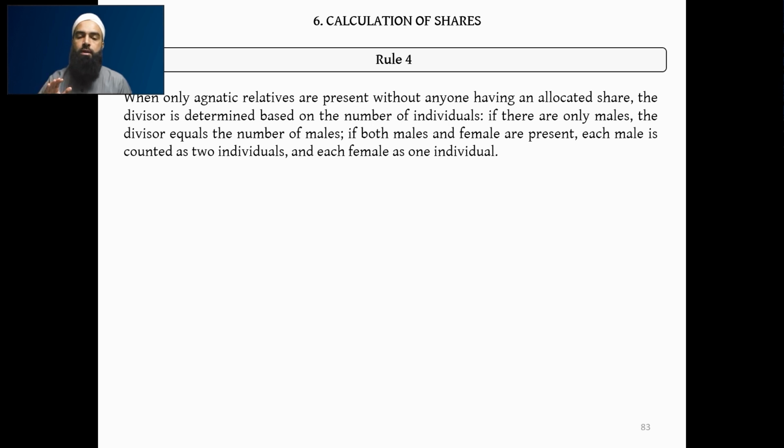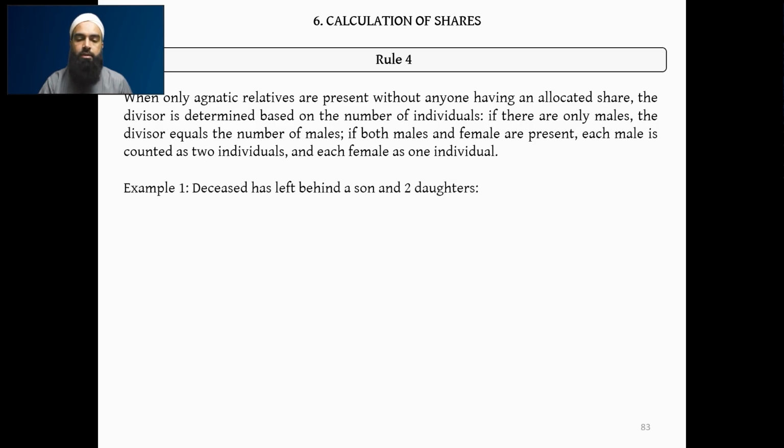So we've understood up until rule 3 was very easy. Oh, well, rule number 1 was very easy. Rule 2 was a little bit more challenging. Rule 3 probably a bit more challenging. Rule 4, it'd probably be easier than rule 3, I would say, for most people as well. So anyway, the divisor is determined based on the number of individuals now. So if there are only males, the divisor equals the number of males. If both males and females are present, each male is counted as 2 individuals, and each female is counted as 1 individual. So you'll understand.